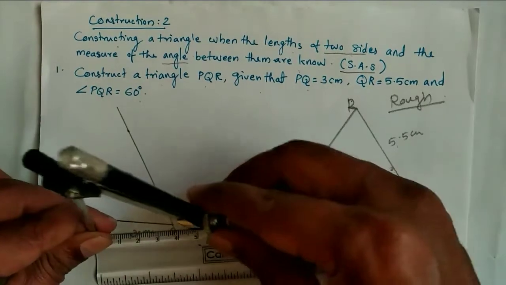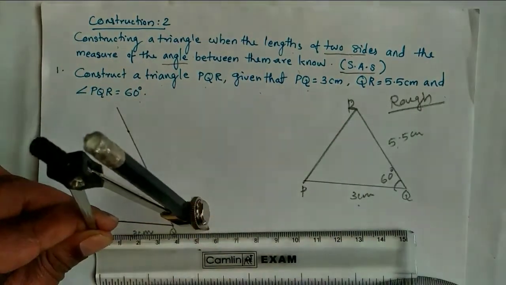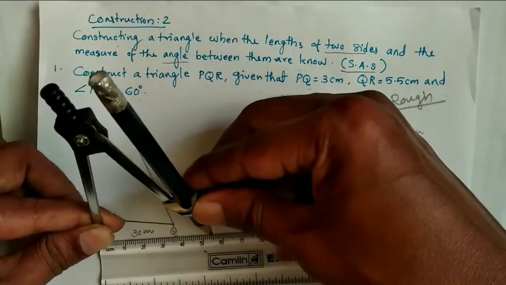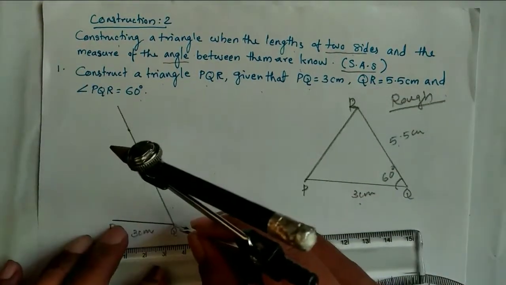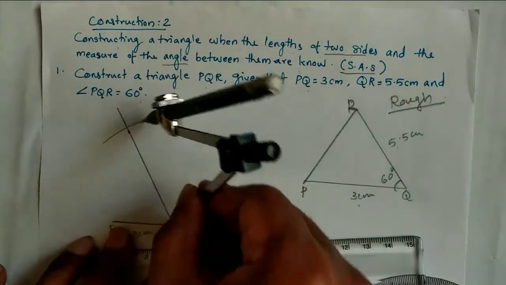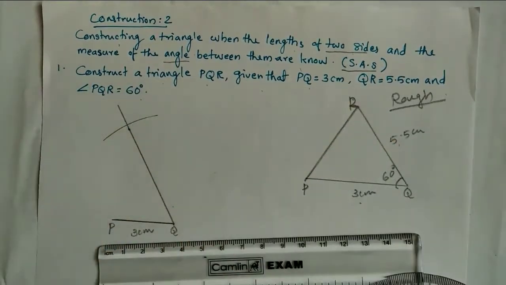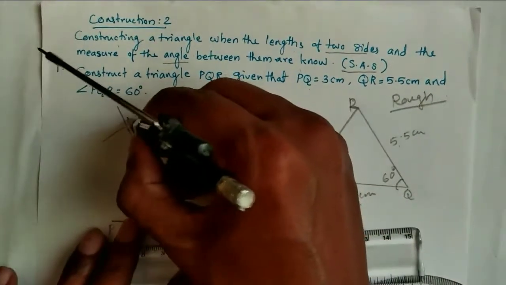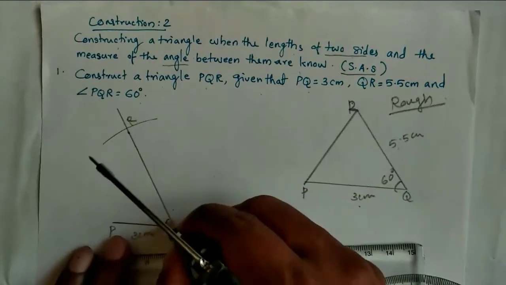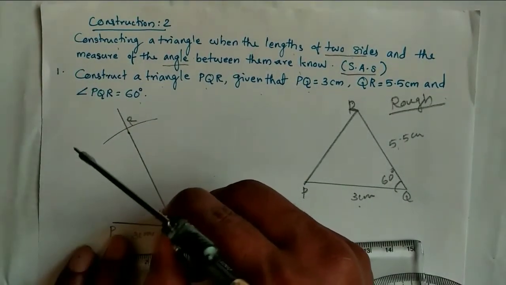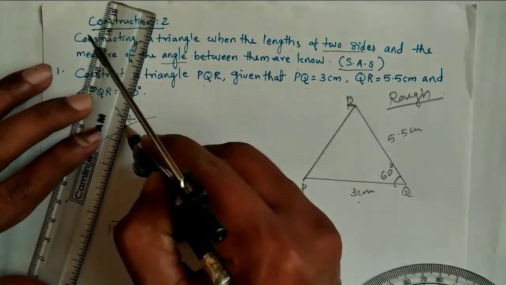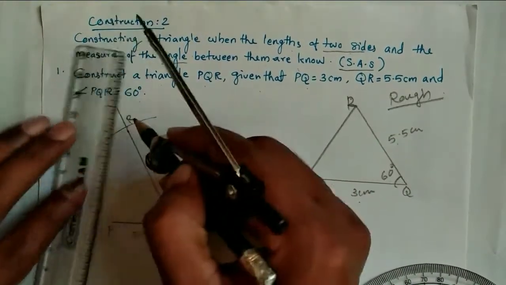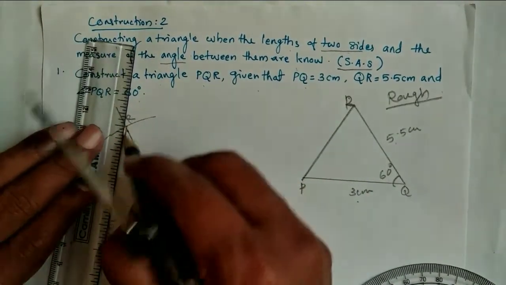Then again take your compass and measure 5.5 centimeter on your compass. That is QR, 5.5 centimeter. Put your compass on Q and draw an arc on that line. That point is capital letter R. Then after that join RP or PR. You will get a triangle PQR.